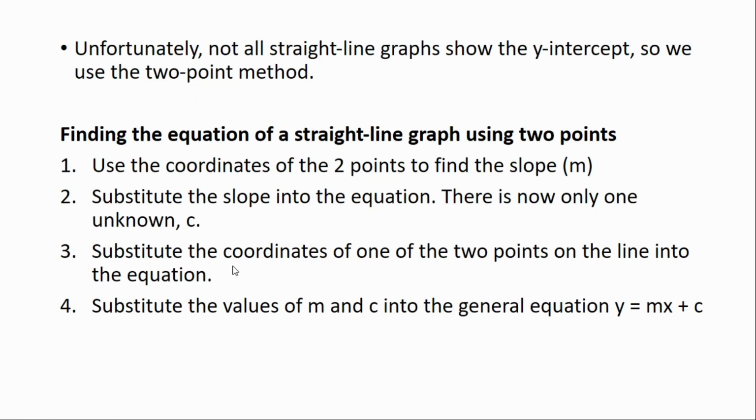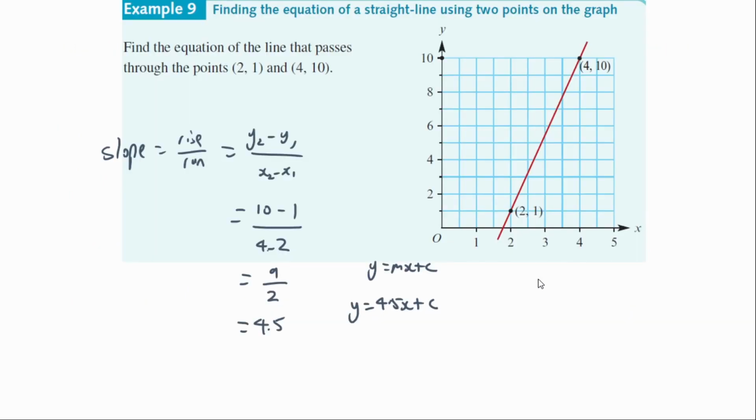Now onto the third step, which is to substitute the coordinates of one of the 2 points on the line into the equation. So we could choose either that one or that one. It doesn't matter which one you do. I'm just going to use that first one because it's got small numbers. So let's substitute that in. I'll just continue my working out over here. So that's my y coordinate, 1, 4.5, that's my x coordinate. So I'll replace x with 2, plus c.